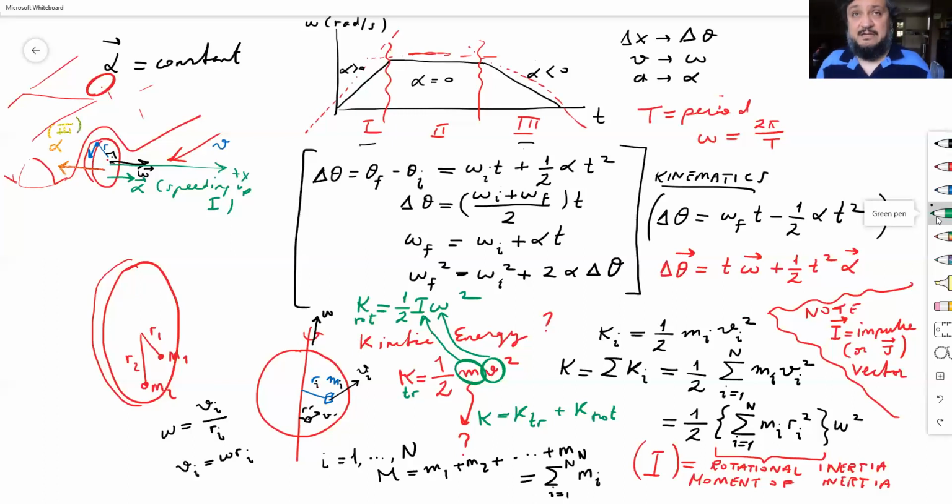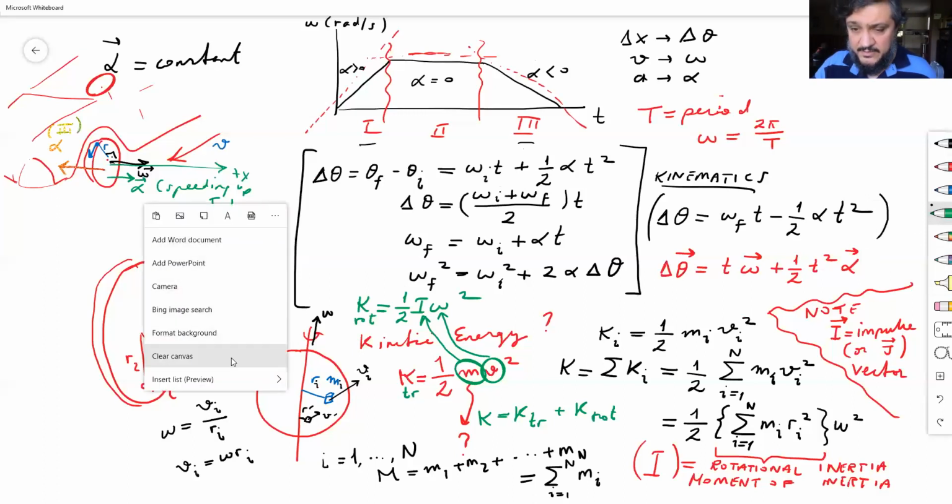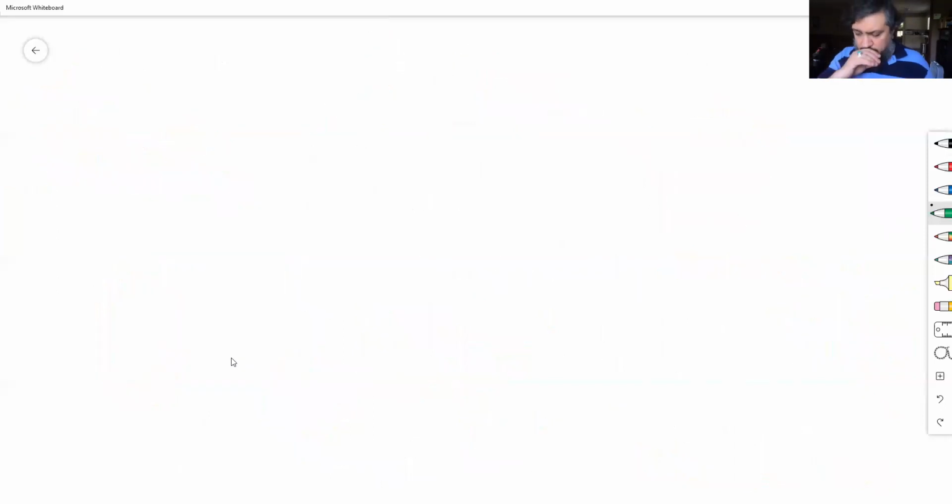All right. So let me go over a couple of really simple cases and see how we can calculate the moment of inertia. All right. So I'm out of space here. Let me just erase everything here, clear canvas. And let's start with the very simple cases.